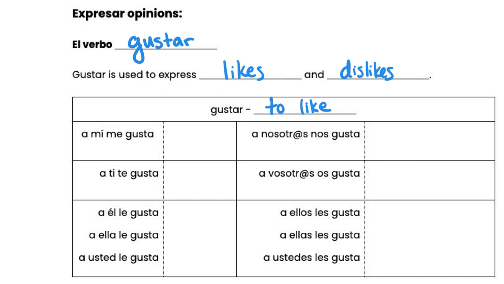Now, this verb gustar is a little bit different from ser, and actually different from a lot of other verbs that we're going to be learning about this year. One of the main things being that each form of the verb gustar uses gusta. It's just what comes in front of it that changes. So for example, we have a mí me gusta, a ti te gusta, a él le gusta, a ella le gusta, and so on and so forth. All of them use gusta. It's just what comes in front of it that we change based on who the subject is.